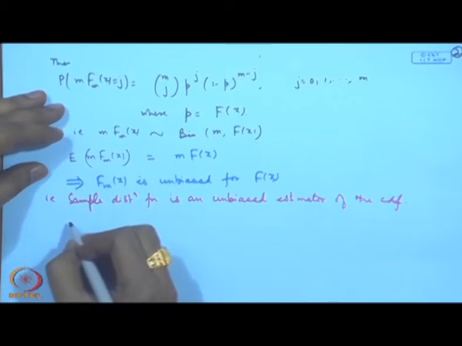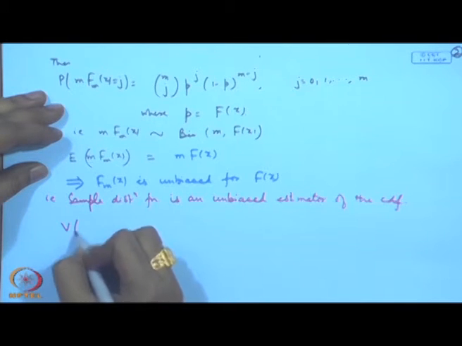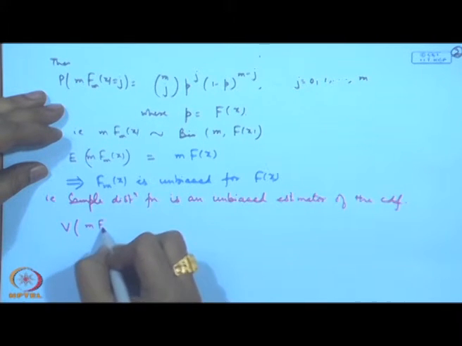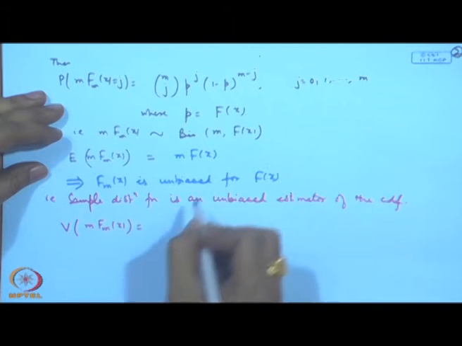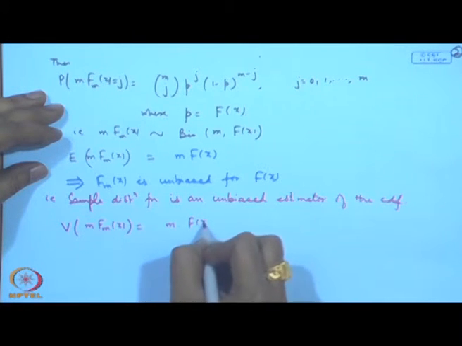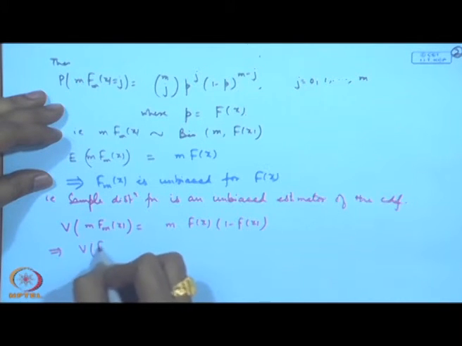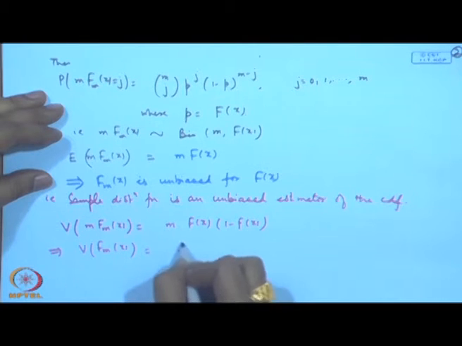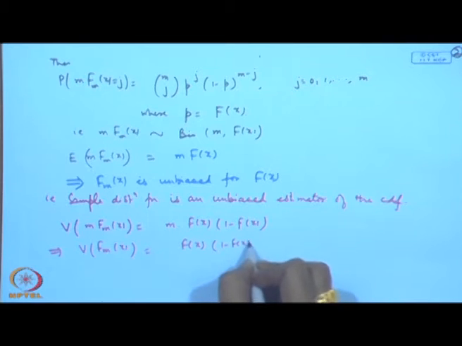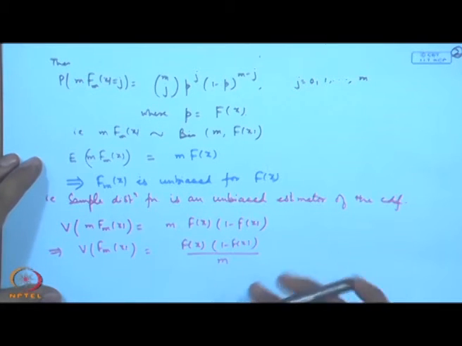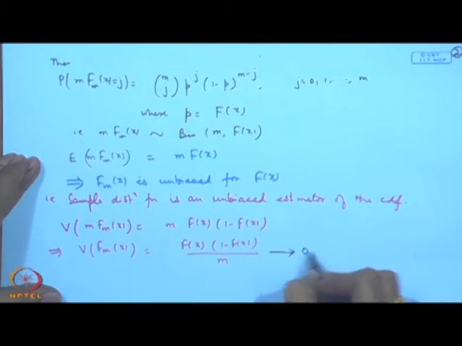Based on this, we can have other properties also. For example, what is the variance of m F_m(x)? That is m F(x) into 1 minus F(x). That means the variance of F_m(x) is nothing but F(x) into 1 minus F(x) divided by m. And of course, you can see that this actually goes to 0 as m tends to infinity.